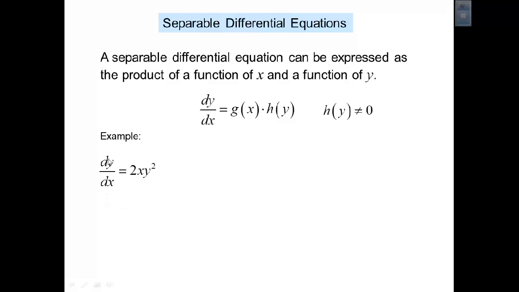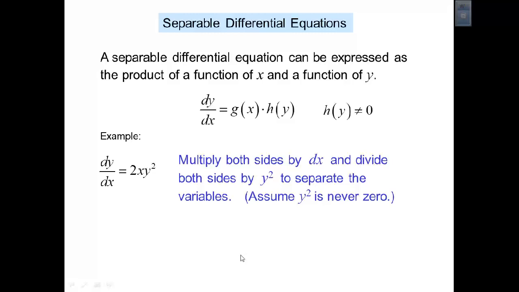So for instance, we have dy dx is equal to 2xy squared. So what you want to do here, you're going to multiply both sides by dx and divide both sides by y squared to separate the variables, and we're going to make the assumption that y squared is never 0, so it doesn't go undefined. So we get this situation right here, and then we're going to rewrite that so that we have y to the negative 2 dy equals 2x dx.